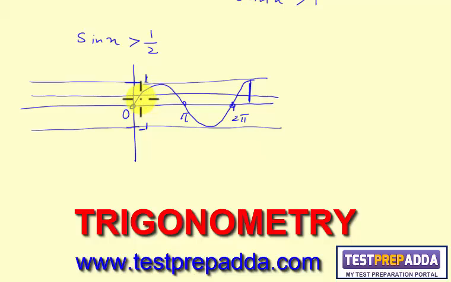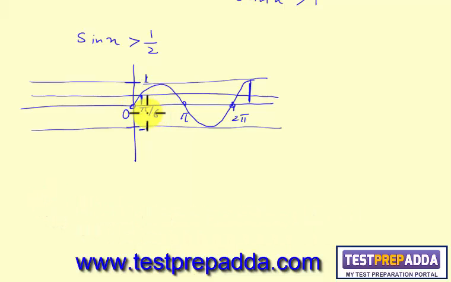Now you can see sin x is equal to half at pi by 6 and here 5 pi by 6. So when you say sin x greater than half, you are talking about this portion. Okay, this portion means pi by 6 to 5 pi by 6.